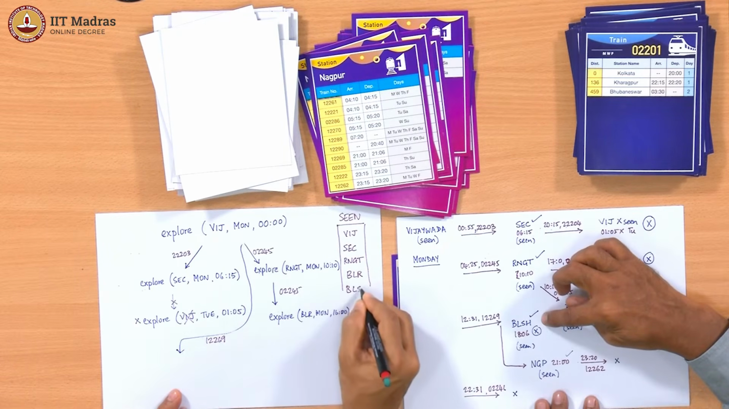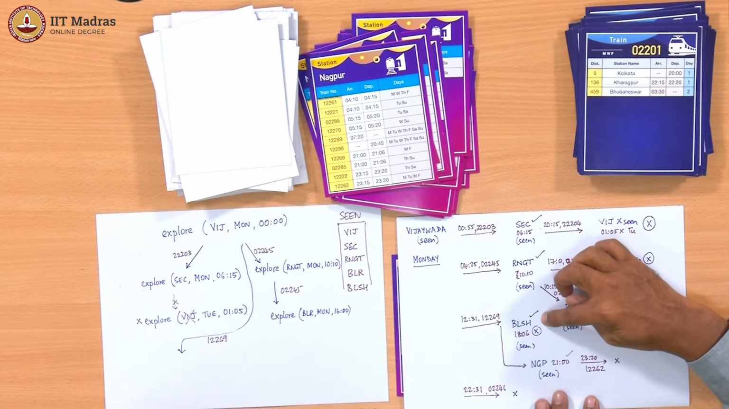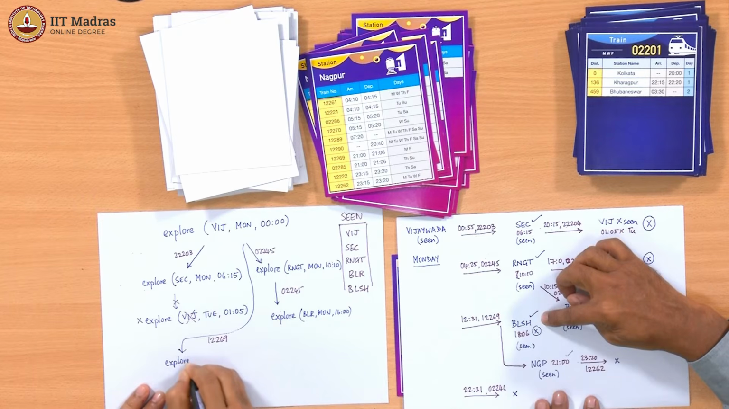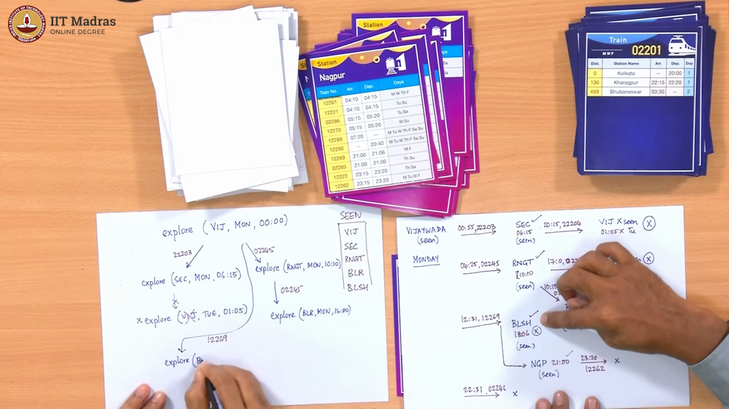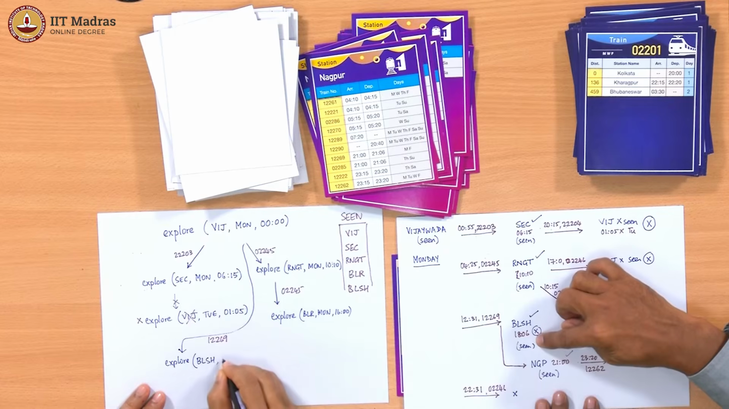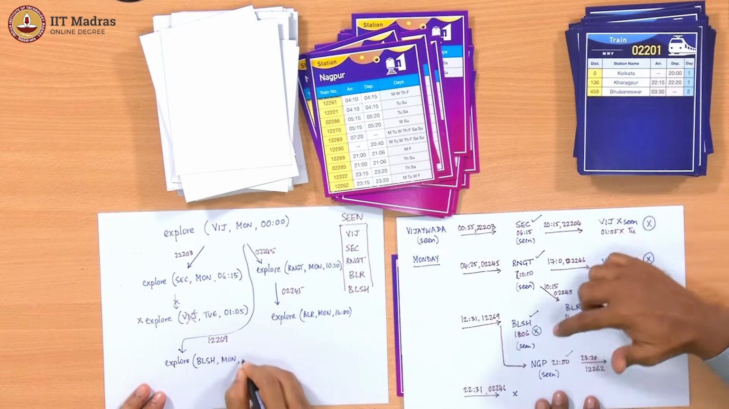It took me to Balharsha. So which means I explore Balharsha. So I mark Balharsha as visited, as seen, and then I do an explore Balharsha at 1806 on Monday.